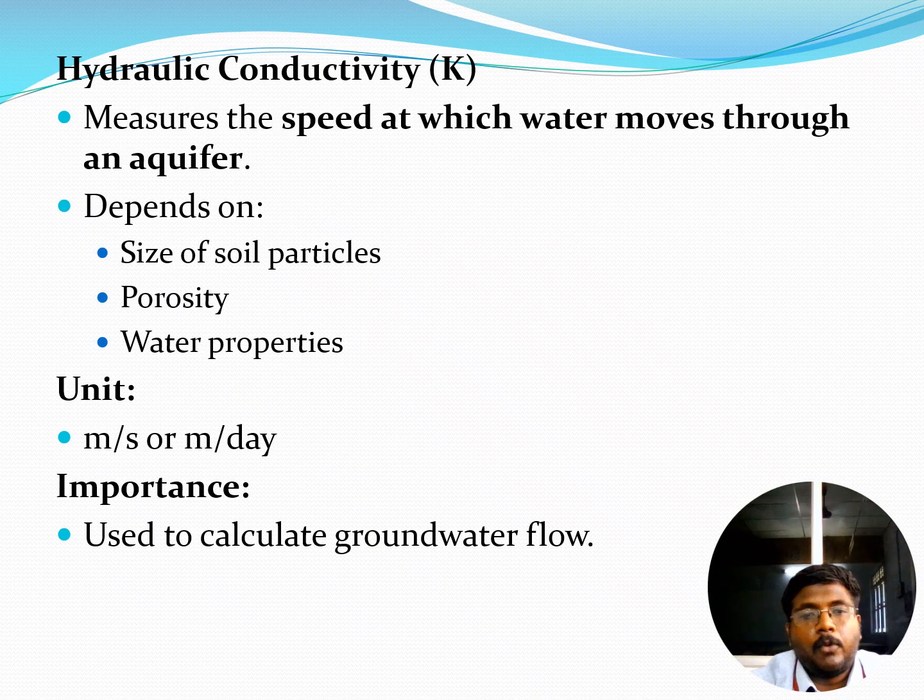Next, we see hydraulic conductivity. Hydraulic conductivity is a measurement of how fast water can move through the aquifer. It combines the material permeability with the thickness of the underground layer. Mainly, hydraulic conductivity depends on the size of the soil particles, porosity, as well as water properties. It is used to calculate the groundwater flow.